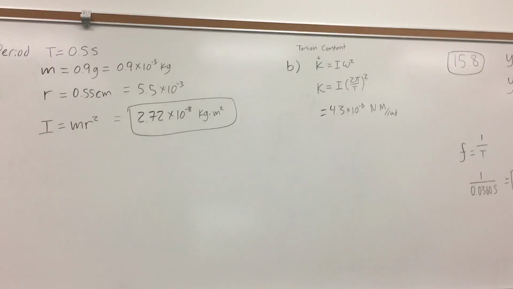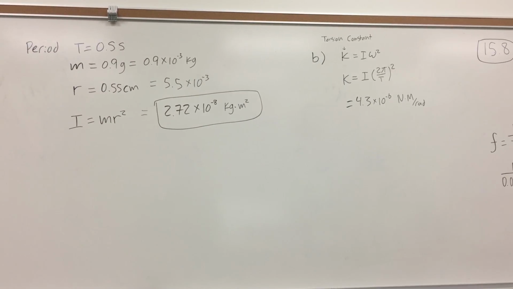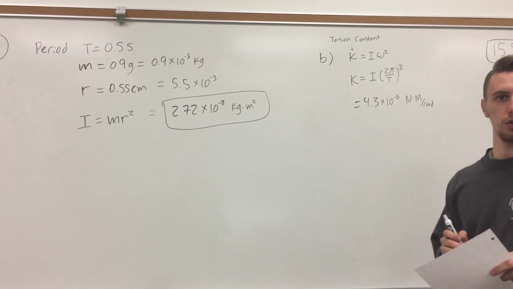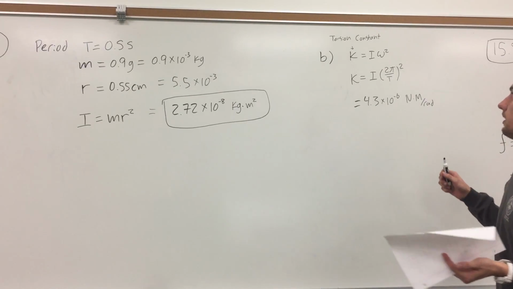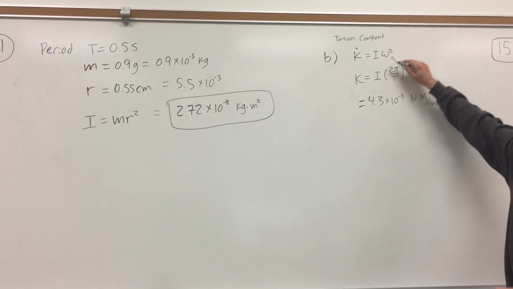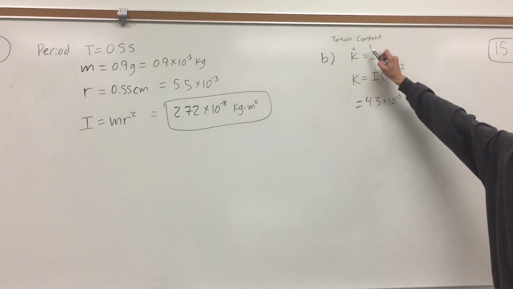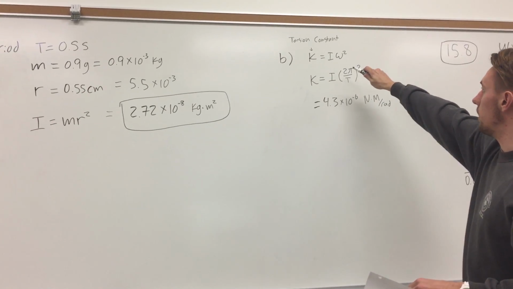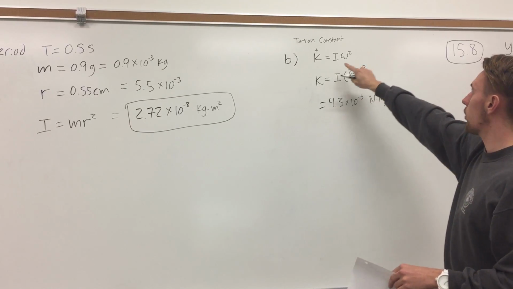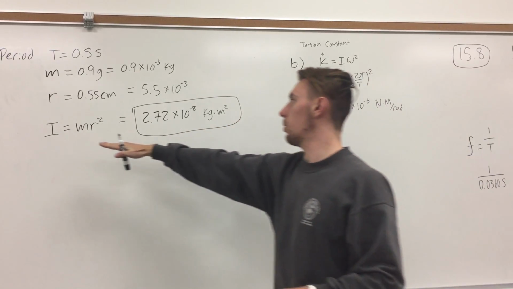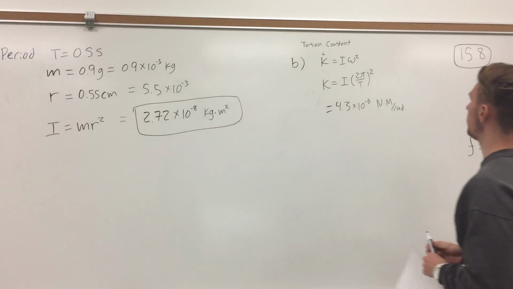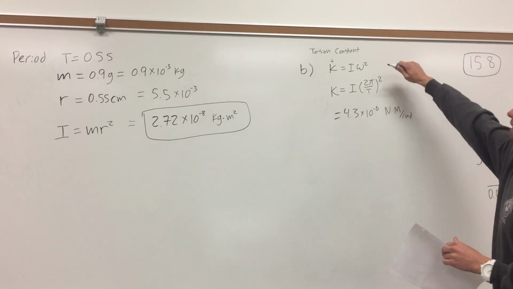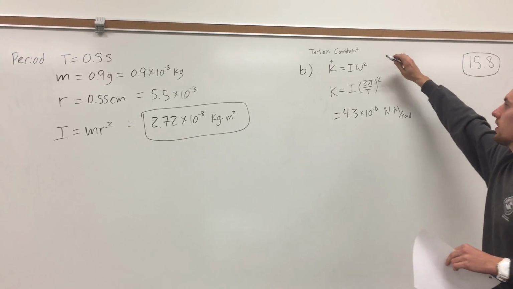Part B of this problem asks, what is the torsion constant of the coil spring? And in order to find the torsion constant, we need the torsion constant equation. Here's K, our friendly little torsion constant. And in order to find that, we're going to utilize our moment of inertia that we determined in part A, as well as our angular acceleration.